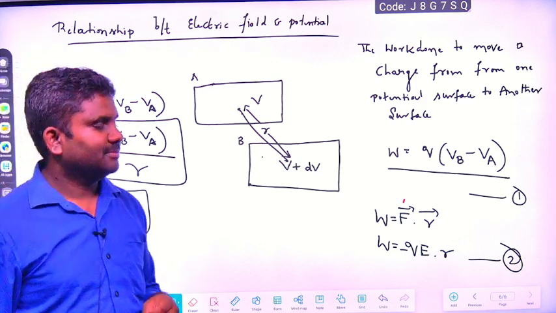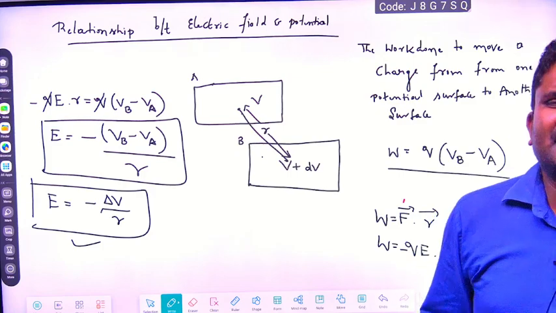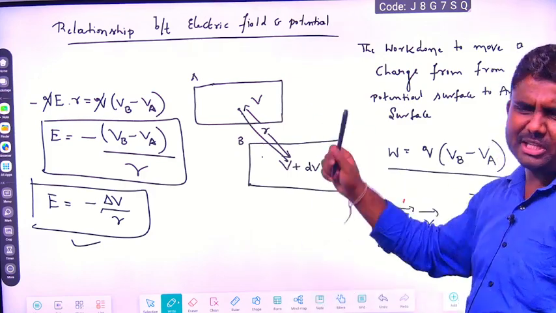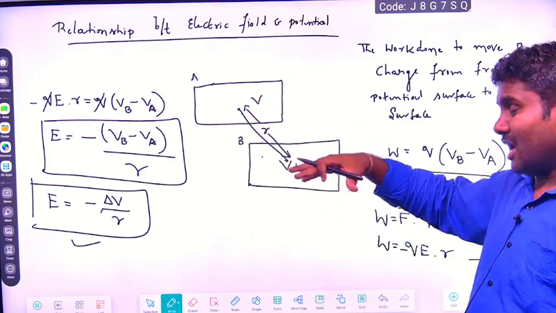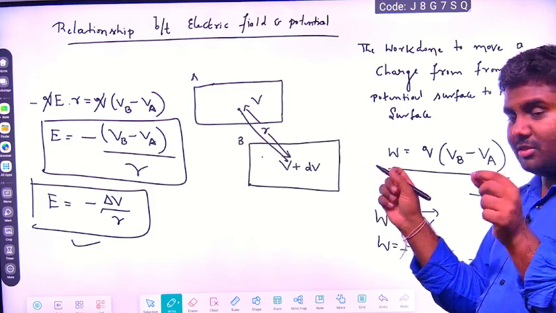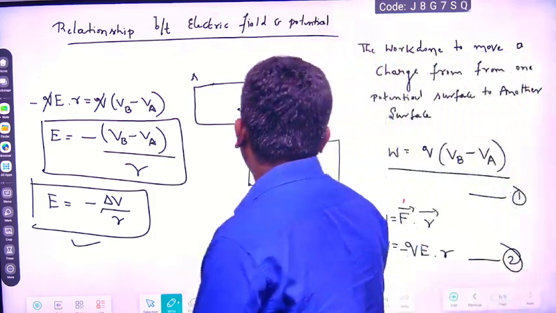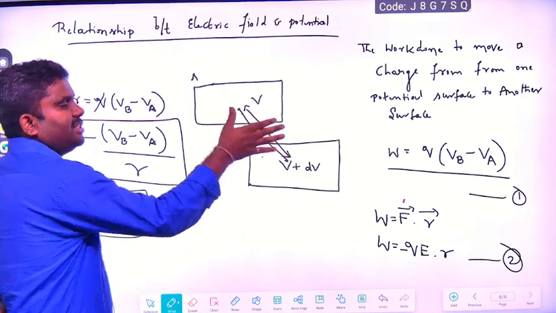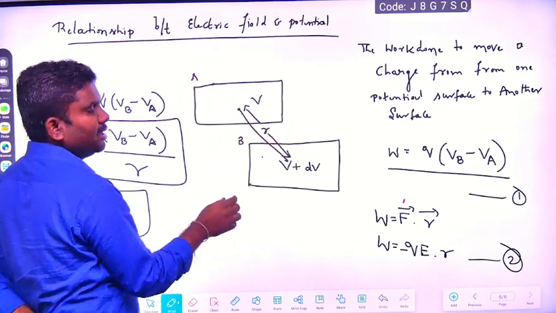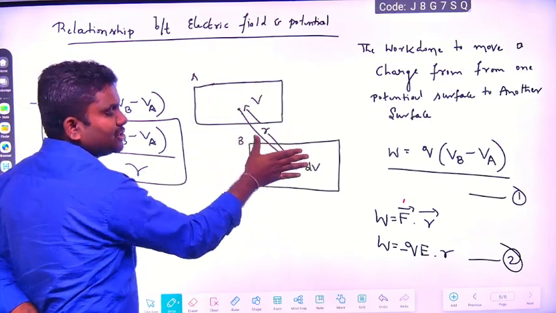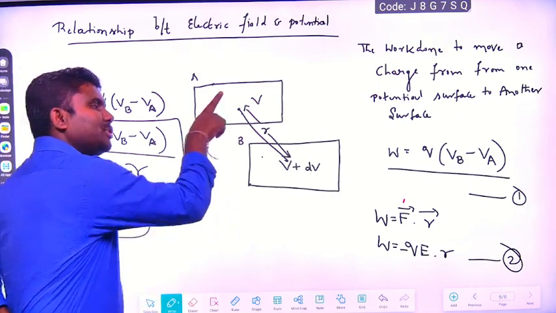3-mark question. You can explain it different ways. I have taken 2 potential plates. You can also explain in the single axial line also. This is easy. So what I am doing, once again I will tell. This is the first plate, this is the second plate, this is having a potential V, this is having a potential V plus dV. So there is a potential difference.